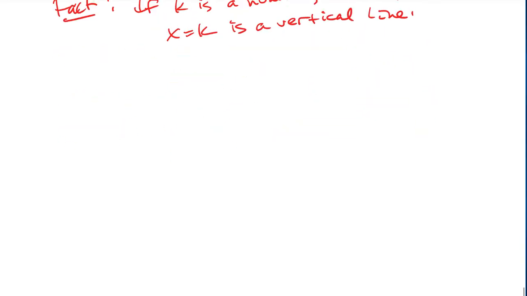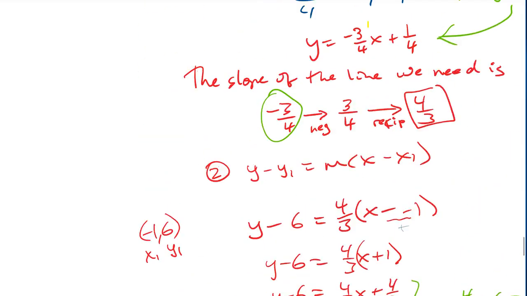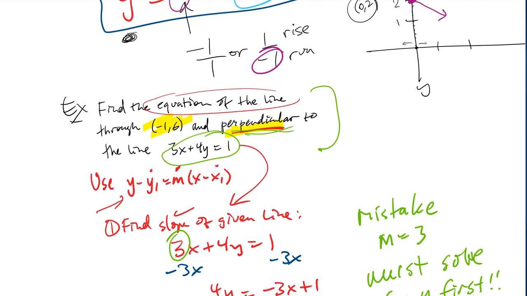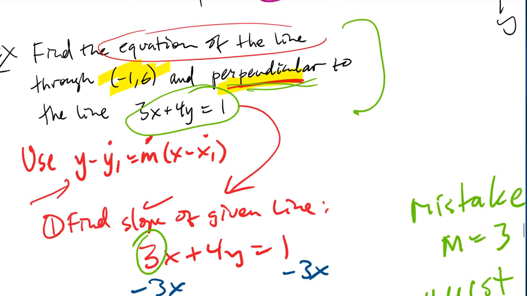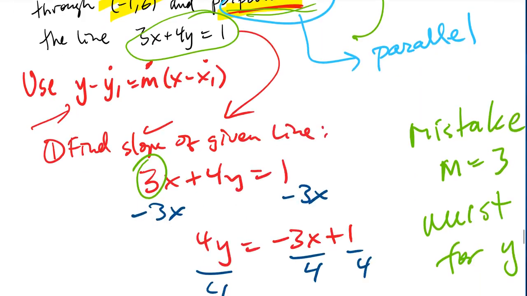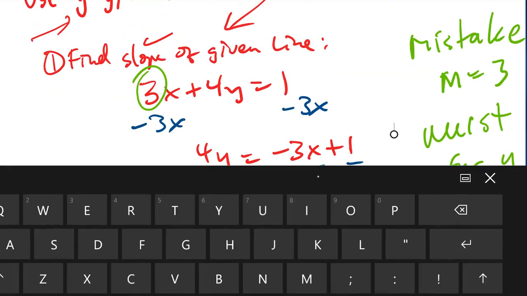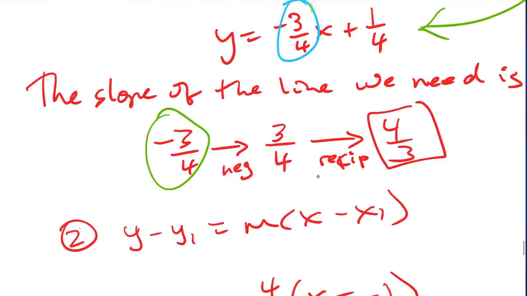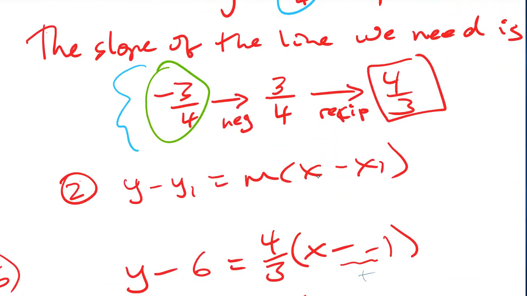Parallel and perpendicular lines. So going back up here, if instead here I said find the equation of a line through negative 1, 6, and maybe this said parallel instead, then you would use the same slope here for the equation of the line. So you wouldn't need to do all this. You would just use the same slope. You would use negative 3/4 here, and you're done. So that's a little primer on lines and slope.